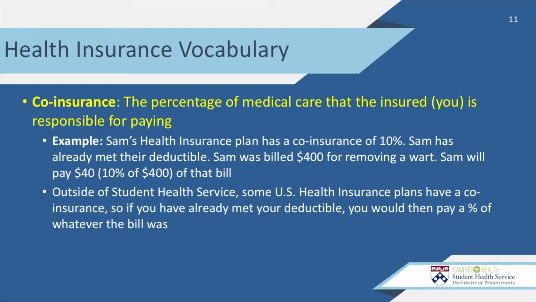An example is Sam's health insurance plan has a coinsurance of 10% for a primary care visit. Sam has already met their deductible. Sam schedules an appointment to have a medical provider look at a wart on their foot. When Sam gets billed for the appointment, they will have to pay 10% of that cost, or in the example on the screen, $40. One note is, once you hit your out-of-pocket max, you will not need to pay any coinsurance.